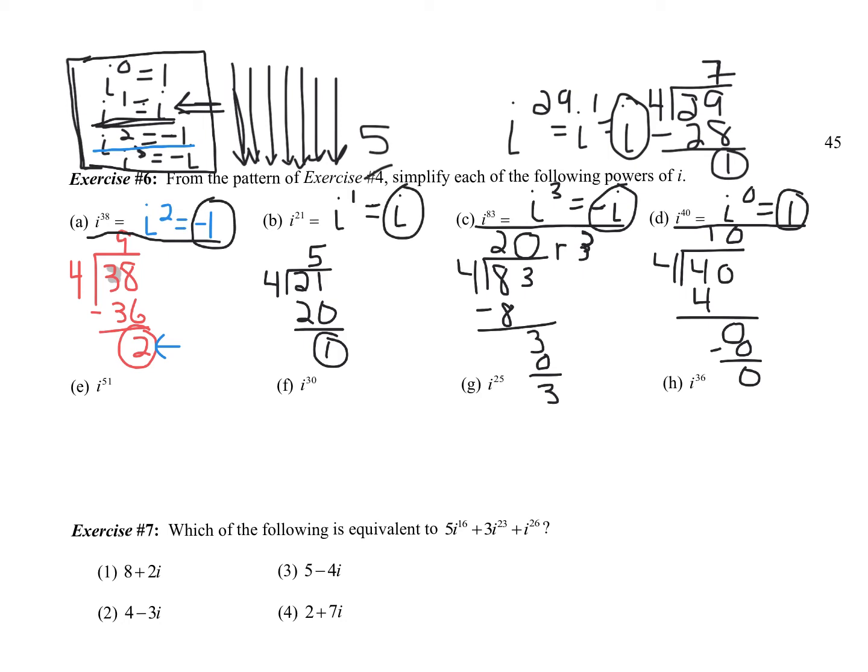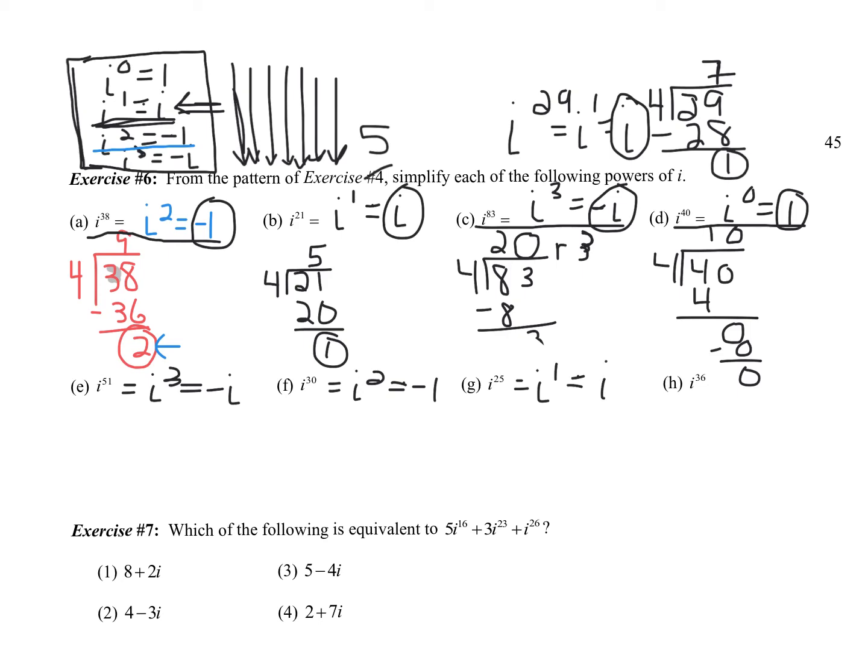So i to the 51st, if I know that 4 goes into 48, that would be a remainder of 3 left over. So that's negative i. i to the 30th, I know that 4 goes into 28, so I'd have 2 left over. So that's negative 1. I'm going to erase a little bit for the next one. i to the 25th, 4 goes into 24, so I have 1 left over. So I have just i.